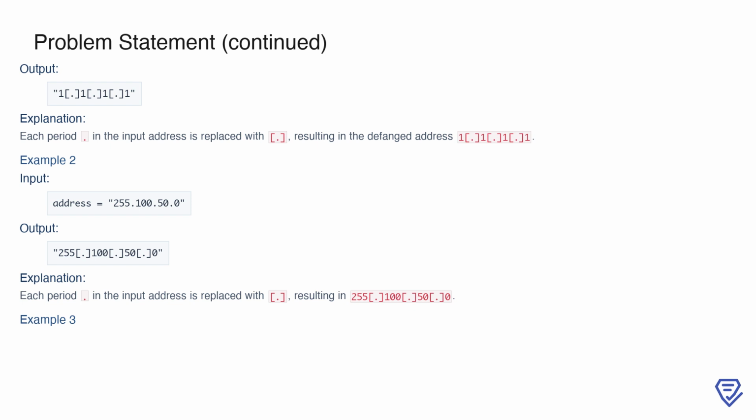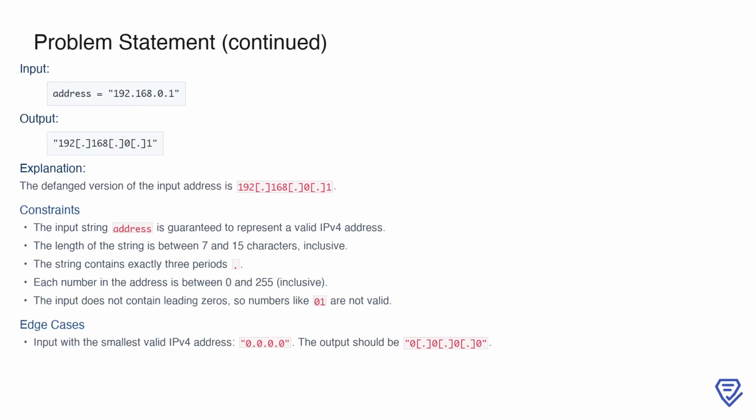So, for any valid IPv4 input, we simply follow this process for each period in the string to produce the correct output. Another example is the input 192.168.0.1. Here, the defanged version of the address would be 192[.]168[.]0[.]1. Again, this follows the same rule of replacing every period.